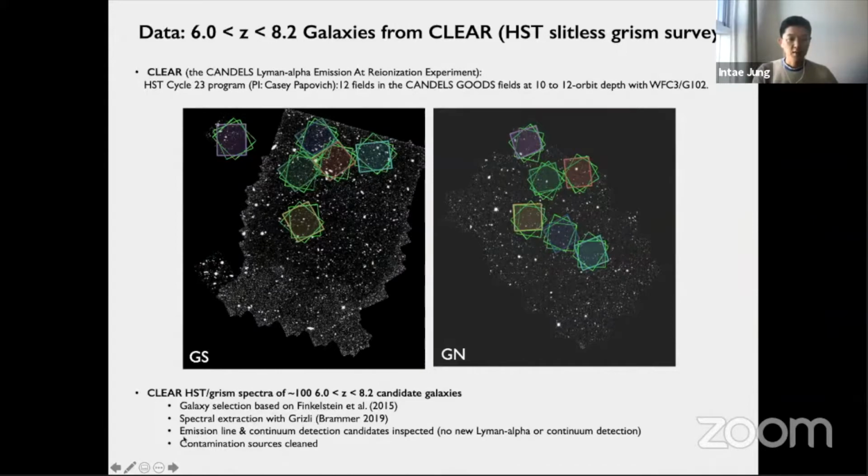We thoroughly performed the inspection on emission line and continuum detection candidates, but unfortunately, we do not find any new detections from CLEAR. Lastly, we cleaned out contamination sources carefully based on the multiple PA, position angle, observation data. This resulted in HST grism spectra of around 100 redshift 6 to 8 candidate galaxies. Those are non-detections though.